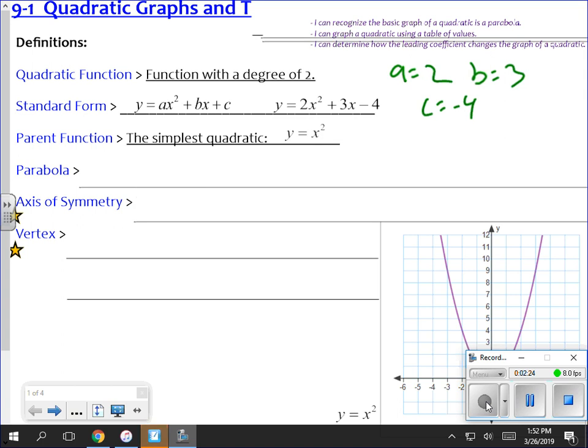Parent function. The parent function is the simplest form of an equation. The parent function for quadratics is y equals x squared. That's the parent function for quadratics. That is the simplest form of a quadratic equation. You cannot get any simpler than that. Okay? And that's what parent functions are.